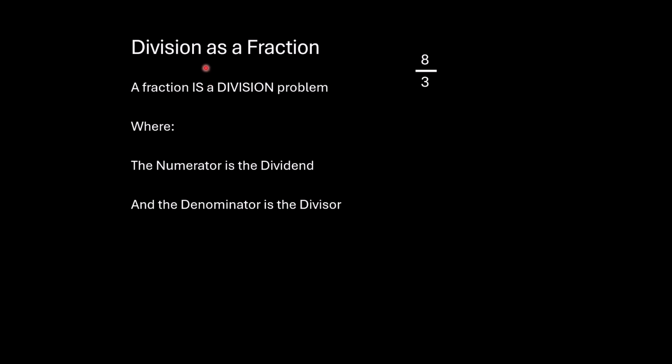Division as a fraction. A fraction is a division problem. When you're at a fraction, 8 over 3, something over something, the numerator, the number on top, is the dividend. The number on the bottom, known as the denominator, is the divisor. This is 8 divided by 3. 8/3 is an improper fraction, but it also is 8 divided by 3. 8's the dividend, 3's the divisor.